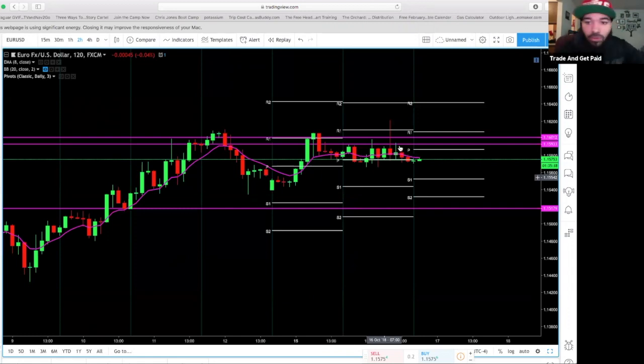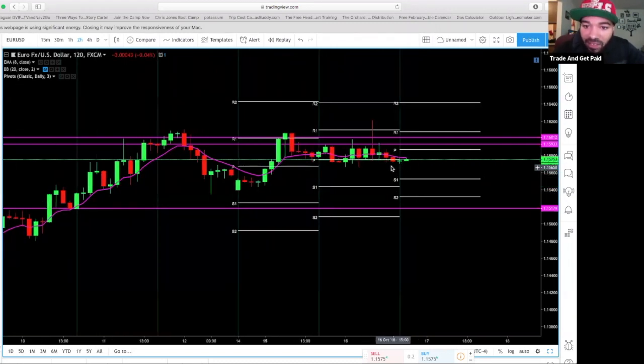You don't have to really worry about what R1, R2, or S1 is. You're just looking at the nearest pivot. That's all you're looking at. Where is the nearest pivot? It doesn't matter if it's a P, S, R, whatever.